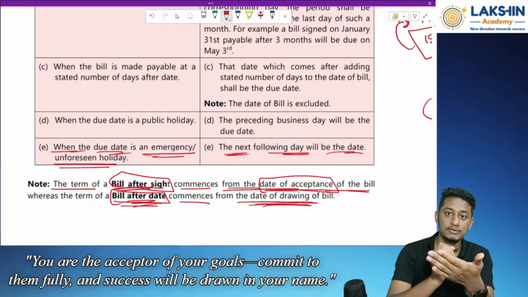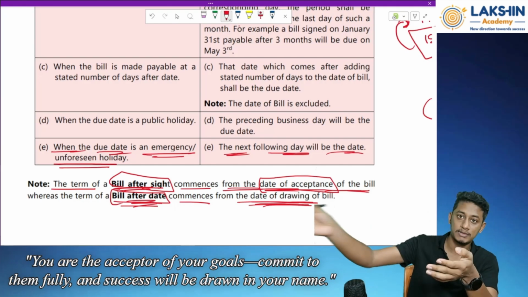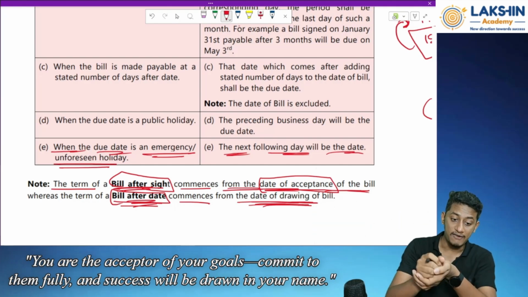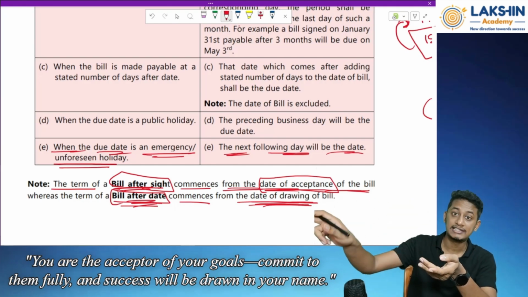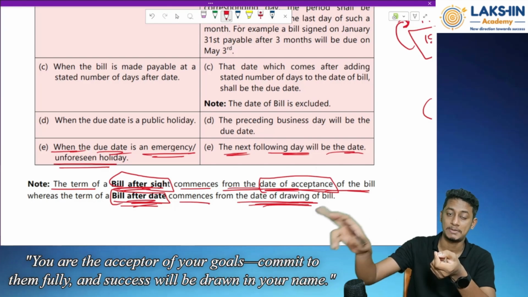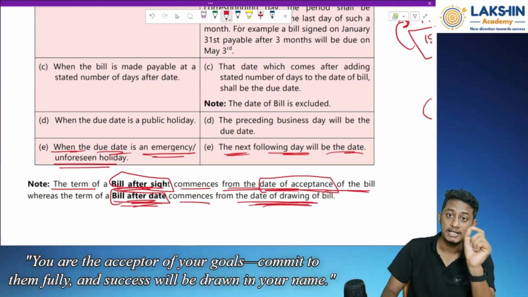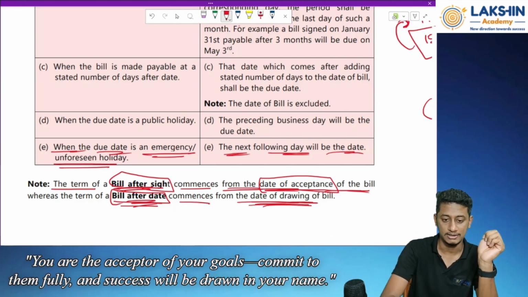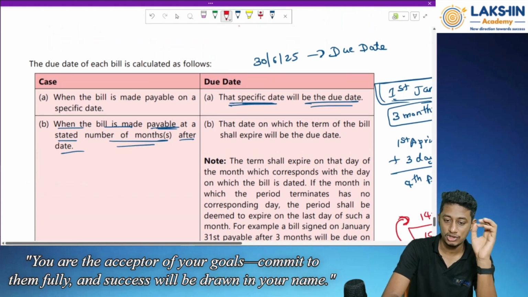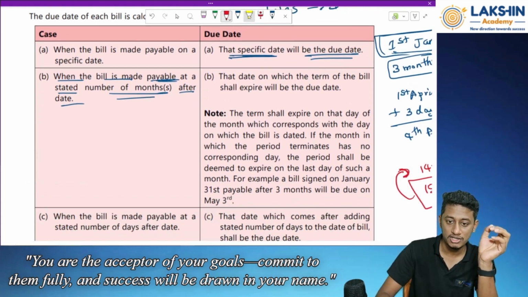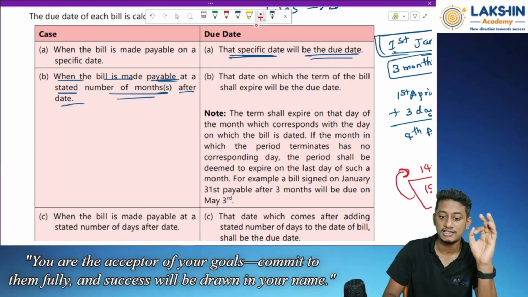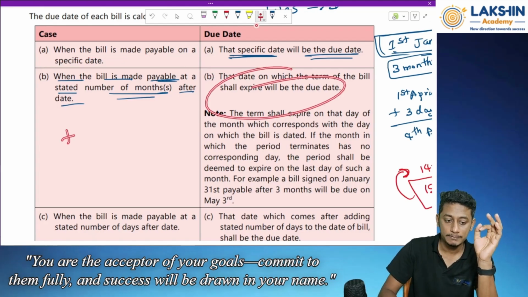The drawer is the person who is drawing the bill. It will be given to the other person, and given back to me. Bill after sight starts when the bill is accepted by that person. Once the bill is accepted, the due date starts counting. Clear? Most of the time, the question will come from this part itself. This is the second part, where 3 days will be added as grace days.